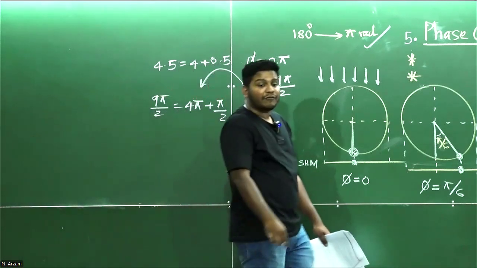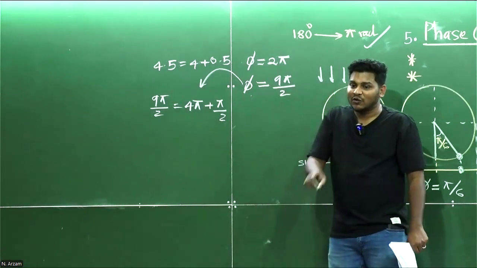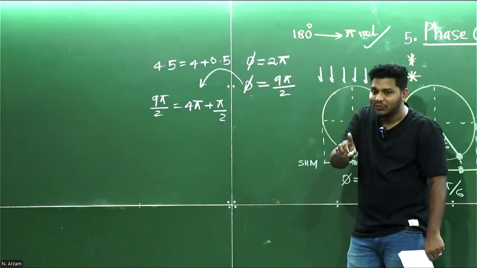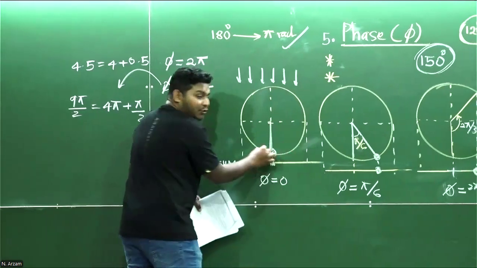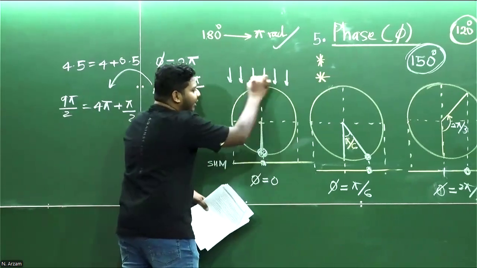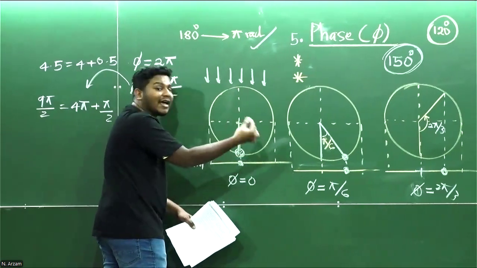That means how many full rotations did it complete? 4? No, it's 2. Two full rotations completed. Why? A full rotation is 2 pi. So 2 full rotations, that means 4 pi plus pi by 2.